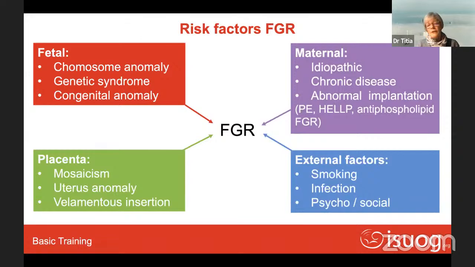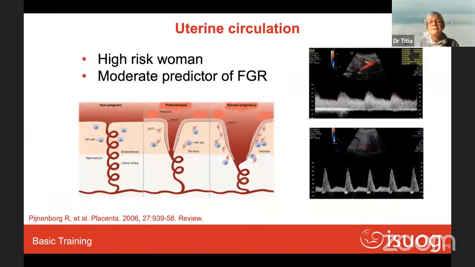The mother may have a uterus anomaly, which you might have encountered due to a difficult pregnancy, or you may also encounter a filamentous insertion of the placenta, and therefore it's good to look at the placenta: where is the cord going into the placenta? Is that the origin of a possible developing growth restriction? And then you have these high-risk women where there is not a normal development of the uteroplacental circulation. These women might develop preeclampsia later on.